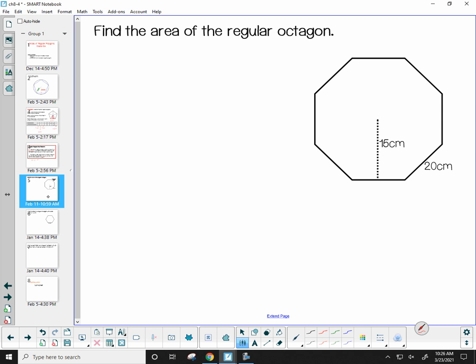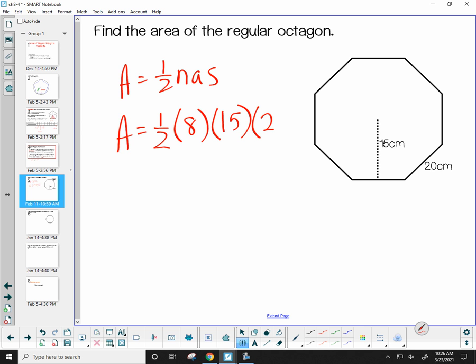Okay, so let's start with this octagon here. We want to find the area of the regular octagon. So I know area equals 1/2 NAS. N is the number of sides. How many sides do I have? 8. We have 8 sides. That's my apothem length, 15, and my side length is 20. So go ahead and multiply that all together.